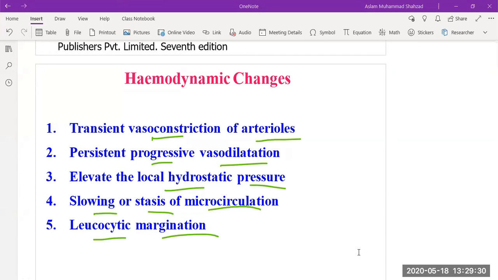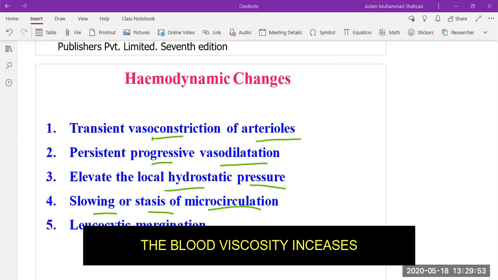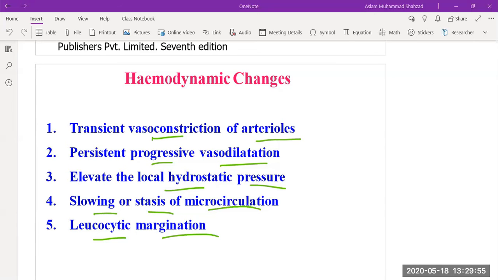Then the next one is about the slowing or stasis of microcirculation because of the increased concentration of the red cells. The blood viscosity increases. And why? Because of the slowing of the microcirculation, which causes an increased concentration of the red cells.